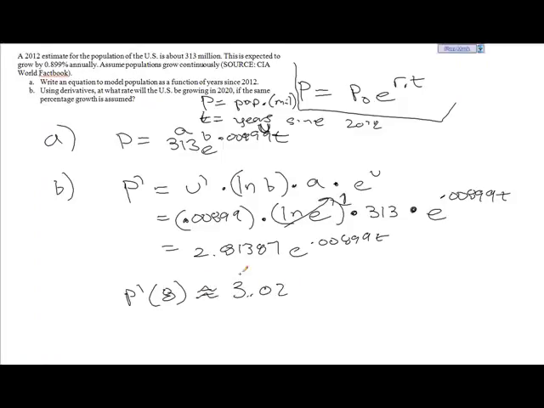Now, what are the units on this thing? Well, the units are in millions of people per year. And this is the expected instantaneous growth rate in 2020 if we continue increasing in population as fast as we have been.